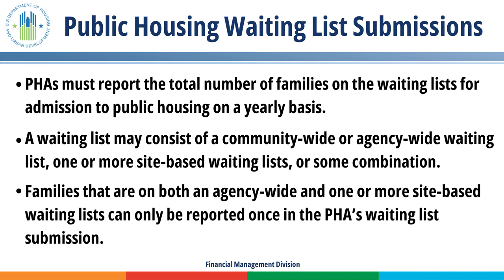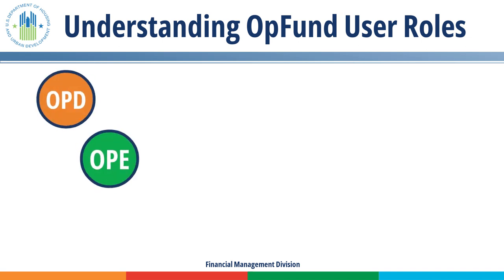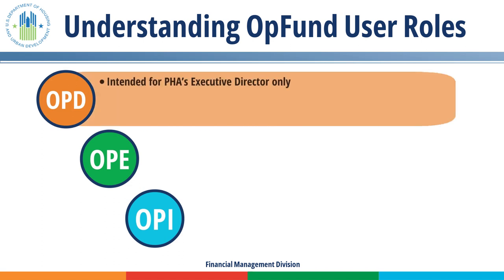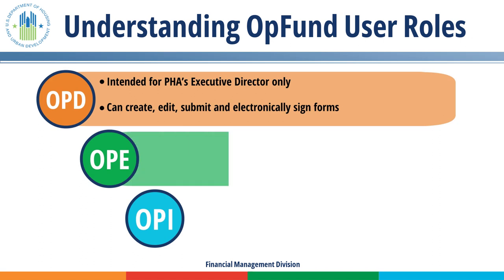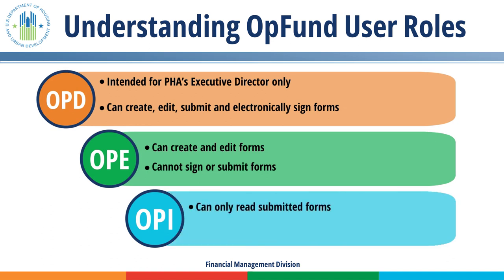Before we begin, let's discuss user role assignments. The OpFund web portal designates three types of user roles: OPD, OPE, and OPI. The OPD user role is intended for a PHA's executive director only. This user can create, edit, and submit the forms and electronically sign them. The OPE user can create and edit forms, but they can't sign or submit the forms. The OPI user can only read submitted forms. They can't create, edit, sign, or submit forms.